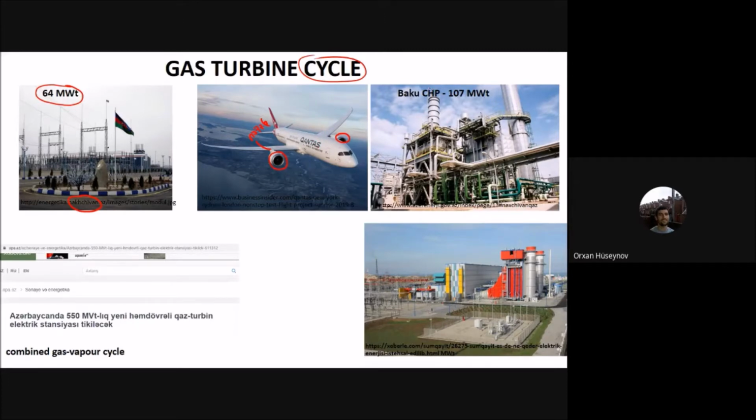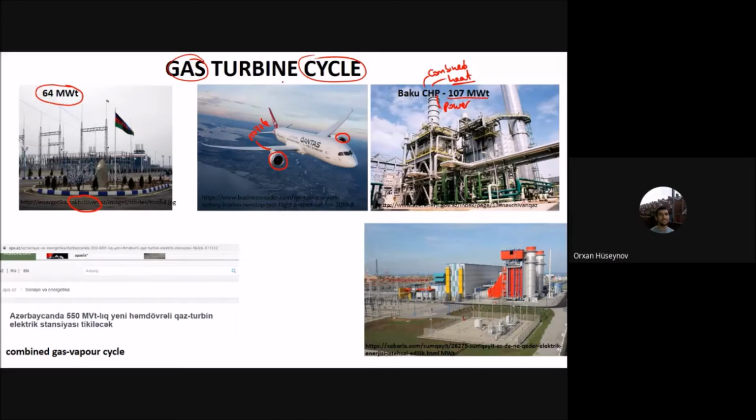And also you have the Baku CHP, which is the combined heat and power cycle. This one is heat and this one is power. This is again a gas turbine cycle, which you are using to generate electricity of 107 megawatts. After generating electricity, the gas that leaves the system has high temperature and high pressure. Instead of wasting that energy, we use it for heating households, for commercial heating, and district heating systems. Therefore, here you have the combined heat and power system at the same time.